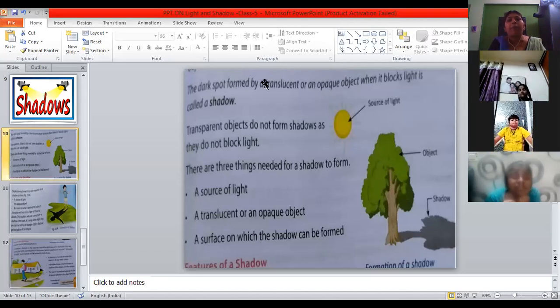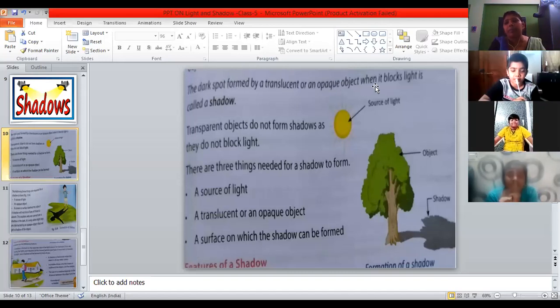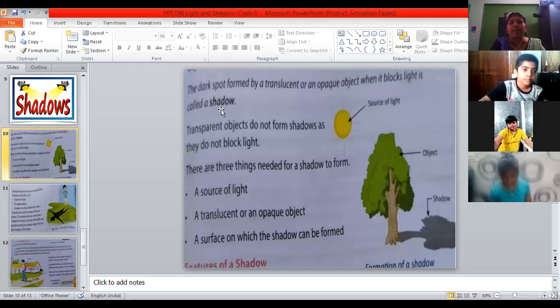The dark spot formed by a translucent or an opaque object. Clean water is transparent, and muddy water is translucent, ma'am. So when it blocks the light, it is called a shadow. What is a shadow, children? This is the definition of a shadow. Underline it, all of you. The dark spot formed by a translucent or an opaque object when it blocks the light.